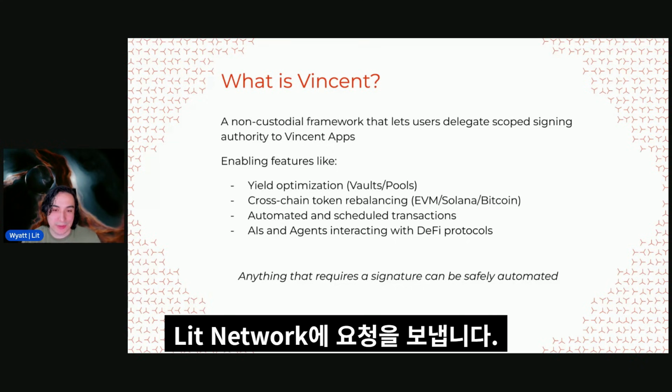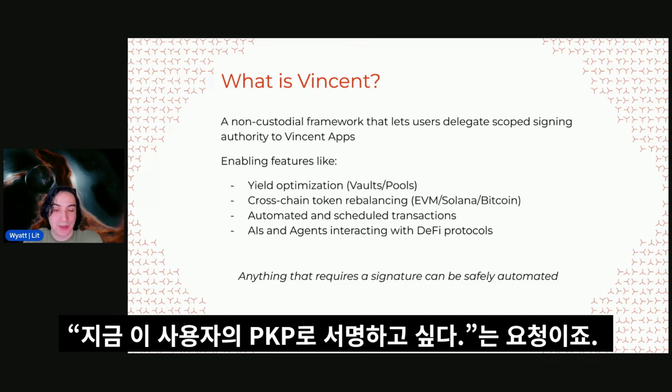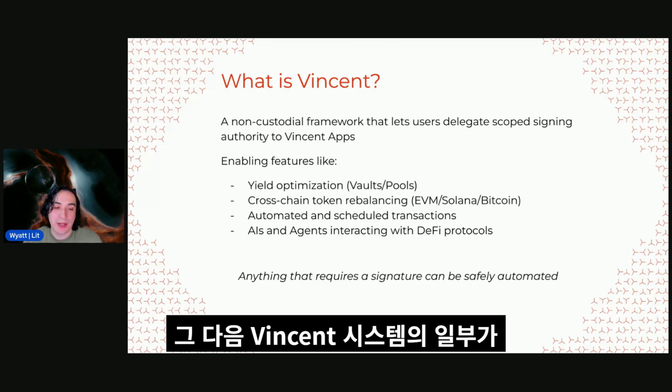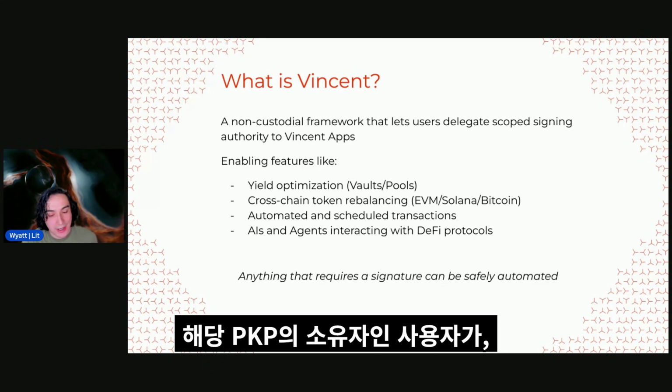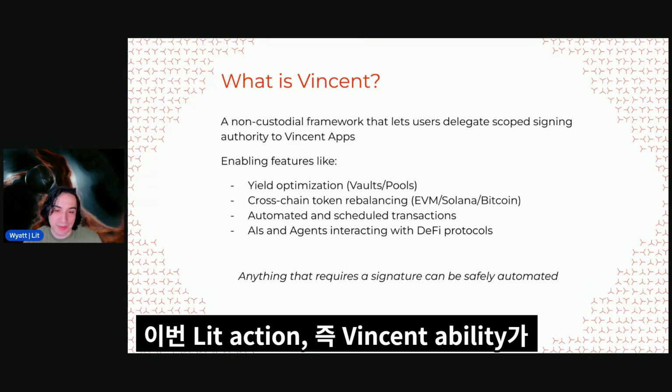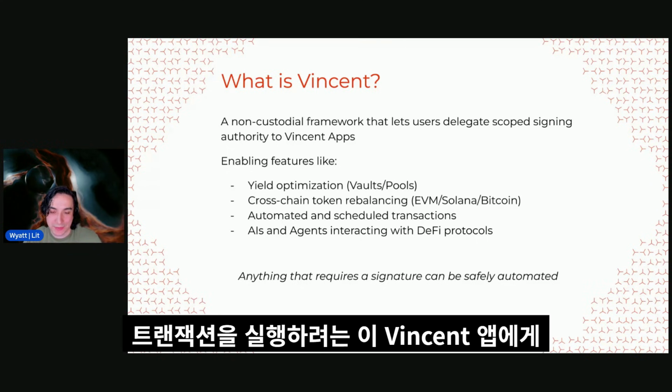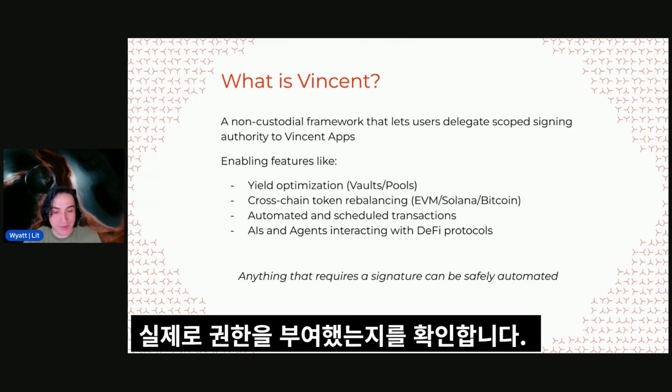They'll create the transactions to interact with the Aave protocol or make a Uniswap swap, and then these Lit Actions will make a request to the Lit network to say, hey, I want to actually sign with this user's PKP now. And then part of the Vincent system will actually check an on-chain contract to see, has this user who owns this PKP that this Lit Action, this Vincent ability, is requesting to sign a transaction for, actually permitted this Vincent app that's making this request?